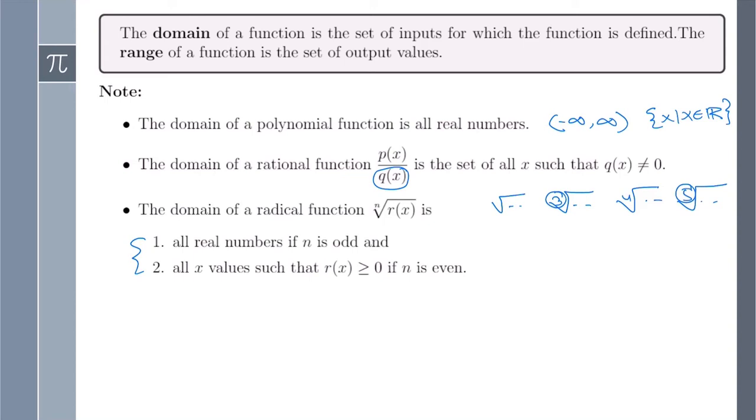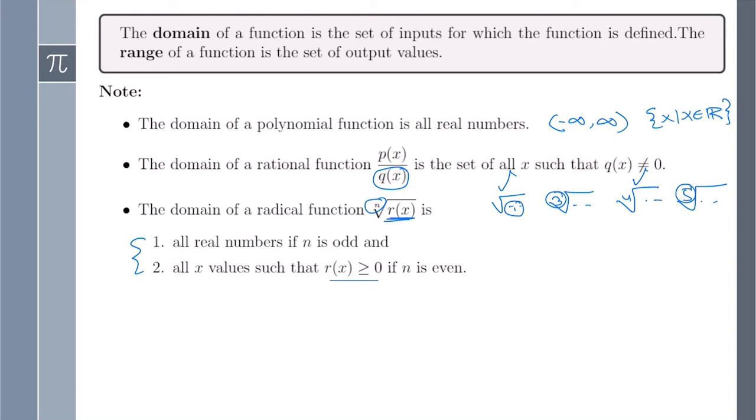But for the domain of a radical function when n is even, that is a square root, fourth root or sixth root, in that case we cannot have a negative inside the root. If we have that, then we don't get a real output. So for that case we must have the inside quantity non-negative. So for those functions, the domain is all x values such that the inside quantity is not zero.